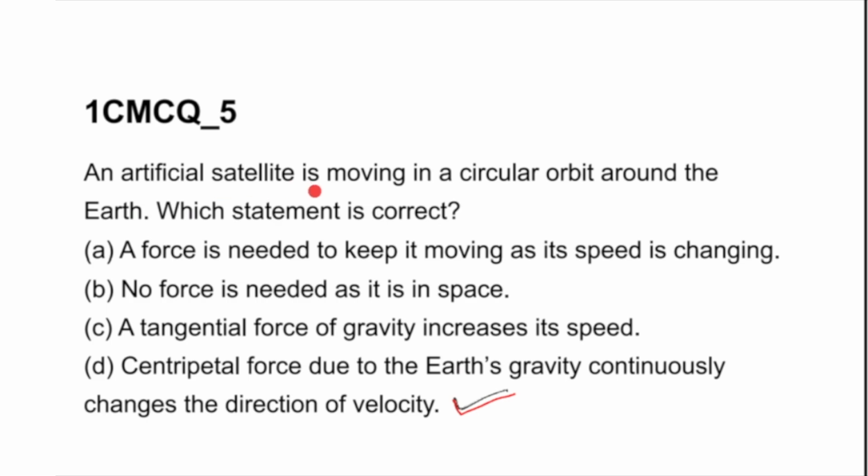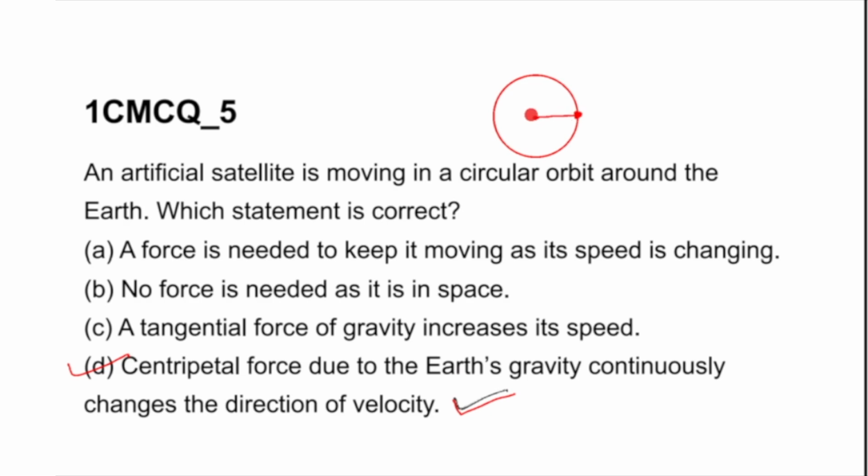An artificial satellite is moving in a circular orbit around the Earth. Which statement is correct? So straight away, option D is correct. Centripetal force due to the Earth's gravity continuously changes the direction of velocity. So it is a similar case to the string, when we had a stone tied to a string. If we cut the string, this stone will shoot off. It will continue its motion due to the law of inertia, the law of motion this time. But now, because the string is there, it is keeping this stone in this circular path.